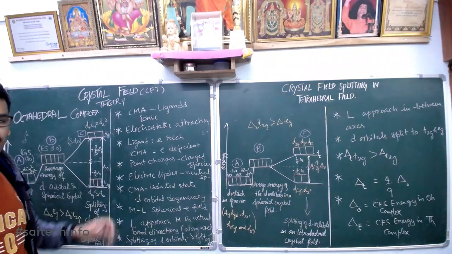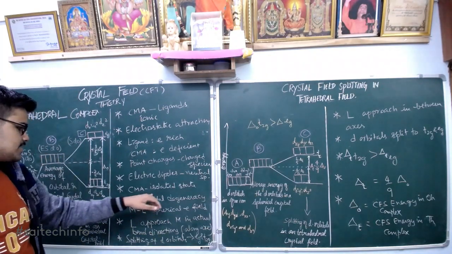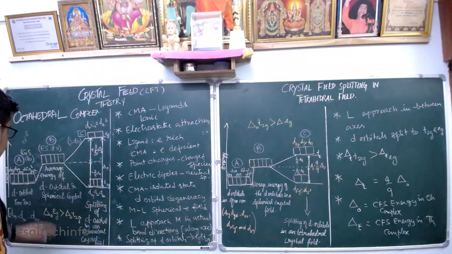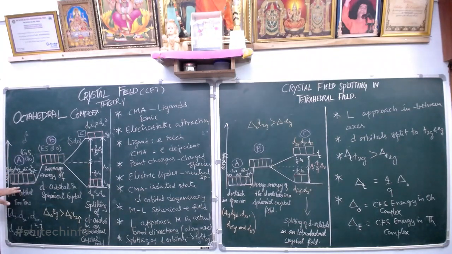Before the approach of the ligand, the CMA is in an isolated state. We can see that point here. This graph shows the splitting of the octahedral complex. First, the degenerate orbital is in a ground state, that is before the approach of the ligand. And next, after the approach of the ligand.